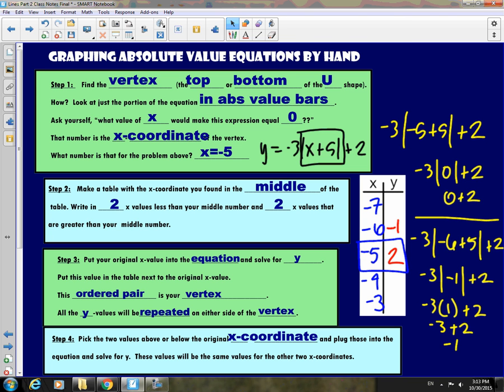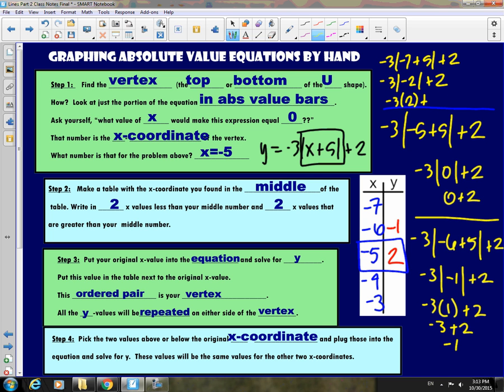And now I need a value for -7. I'm running out of space, so I'll do that up here. So I've got -3 times the absolute value of -7 plus 5, and then plus 2. So that's -3 and then the absolute value of -2, plus 2. And then -3 times the absolute value of -2, which is 2, plus 2. -3 times 2 is -6, plus 2. So now I'm looking at -4 for that final answer. So now I have a value of -4.